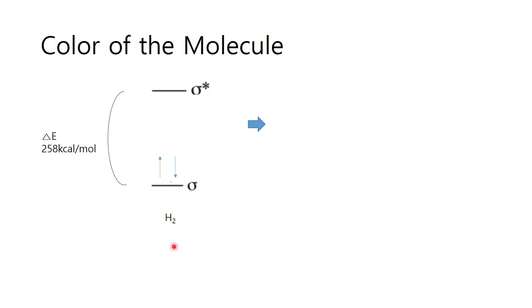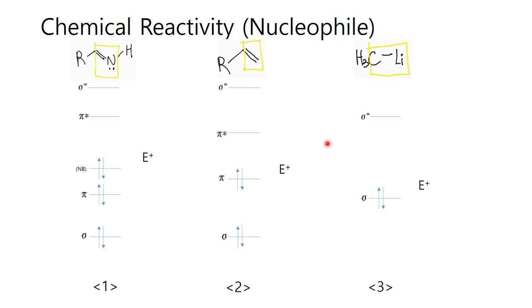For example, H2 has an energy difference of 258 kilocalories per mole, which is in the range of UV light. So H2 has no color. If the energy difference is in the range of visible light, then the molecule can have a certain color. Second, we can know the chemical reactivity. The electron pair in the HOMO can act as a nucleophile because those electrons are in the highest energy state, which can easily donate to others.